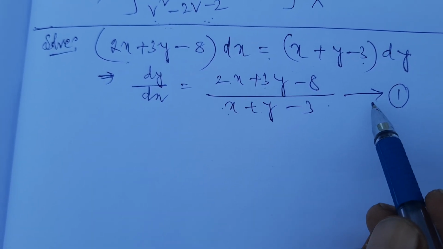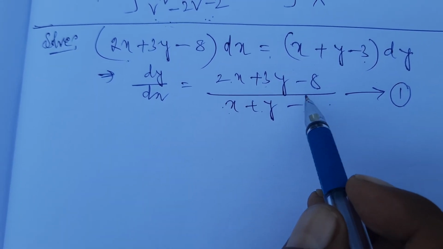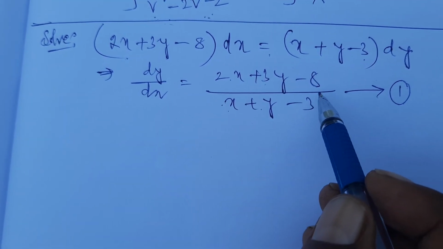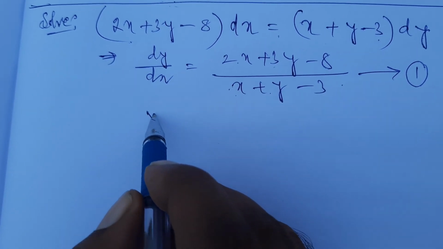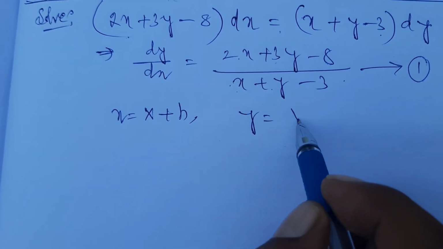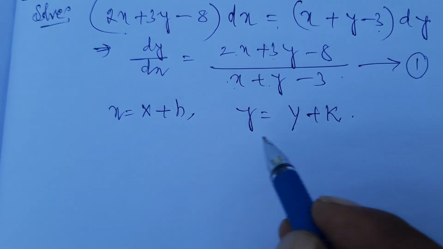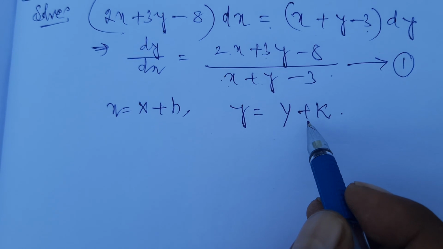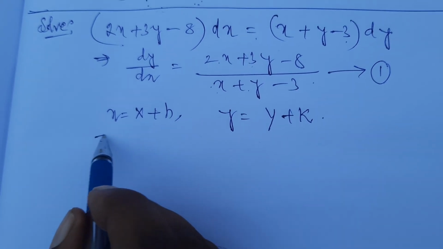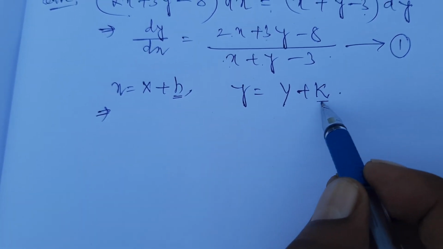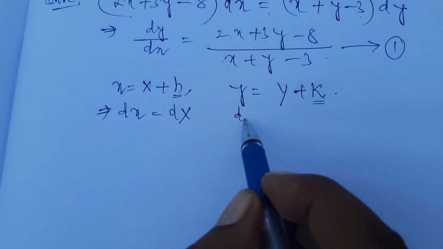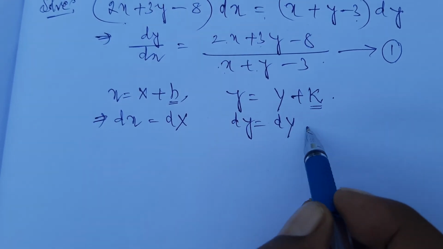In the third method, for the non-homogeneous differential equation, we will find the solution by taking small x equal to capital X plus h and small y equal to capital Y plus k. Even the working method, I already gave in the 7th lecture A class. Just I am giving one example for your understanding. Now here h is a constant value, k is a constant value. d small x equals d capital X, d small y equals d capital Y.